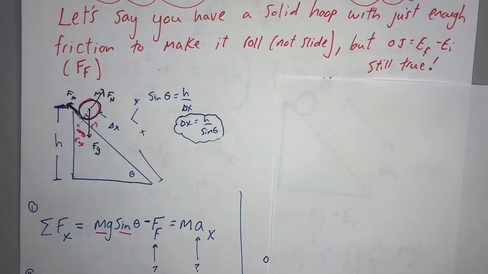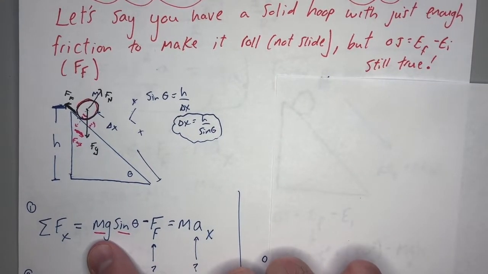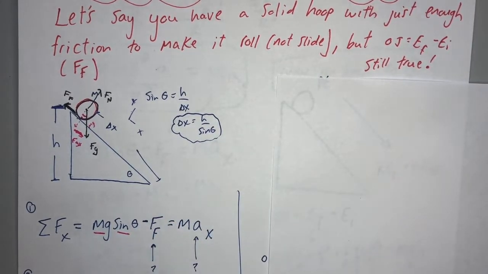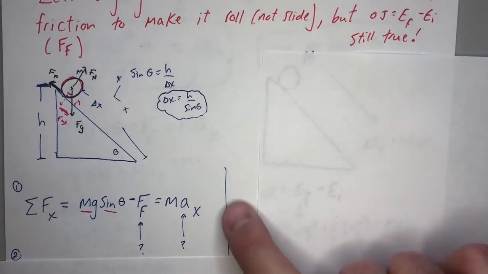So that's exactly what we did. Now here's the bummer. The mass is M, G, the angle they could tell you. But we don't know anything about this force of friction. So that's a question mark. That's an unknown. We don't know anything about the acceleration.